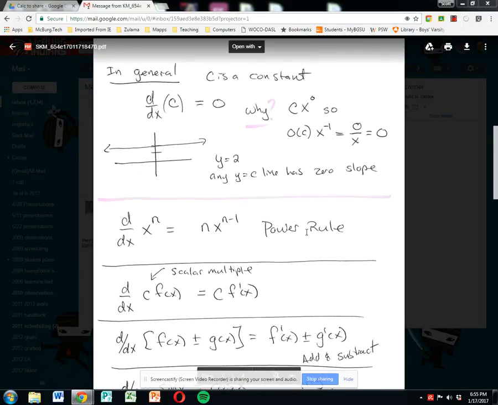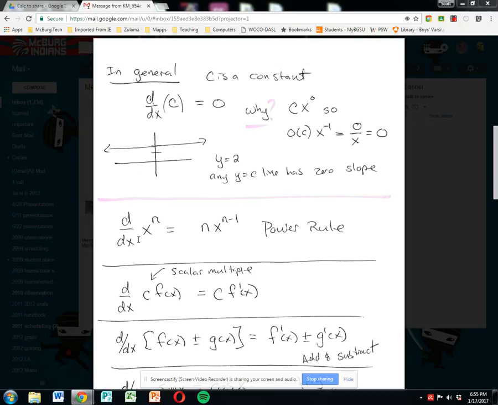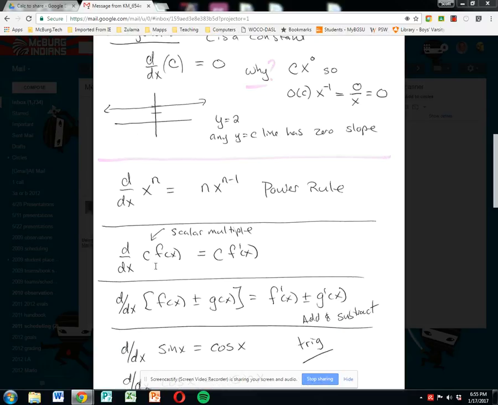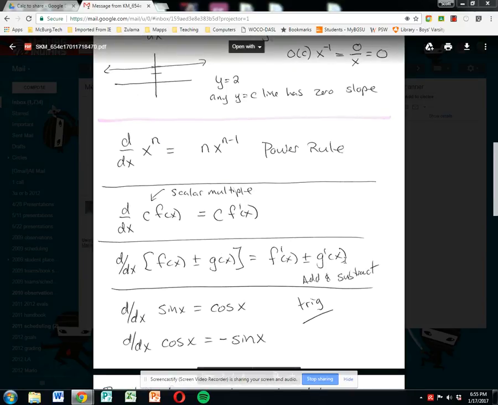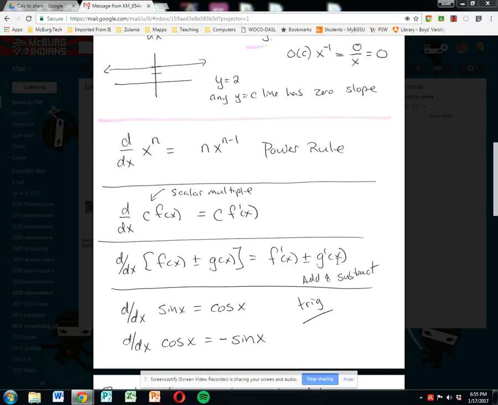Let's take a look at the power rule. This is what I hope you got before. The derivative of x to the n power is n times x to the n minus 1. You bring the power out front times anything out front, the coefficient, and you drop the exponent by 1. The scalar multiple rule says any scalar multiple comes along for the ride. Any addition or subtraction of functions just means you take the derivative of its pieces, not a big deal.